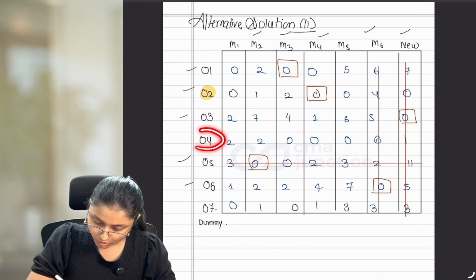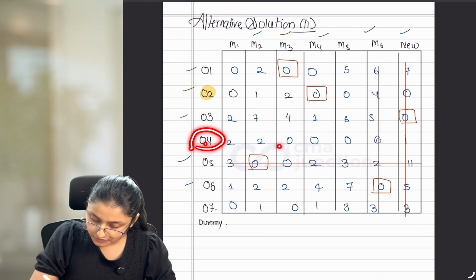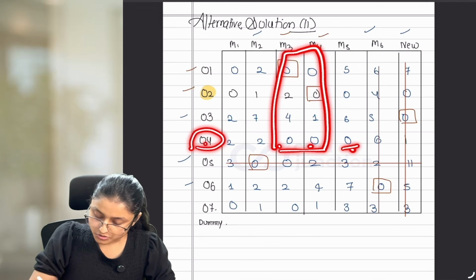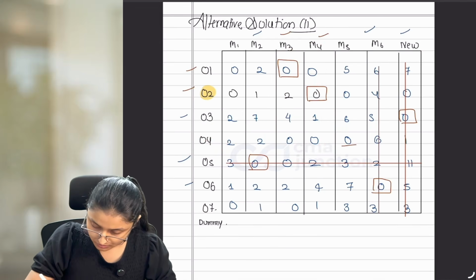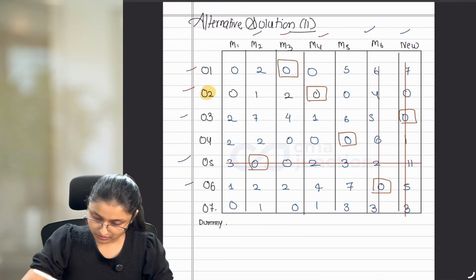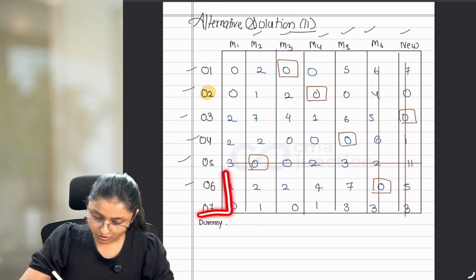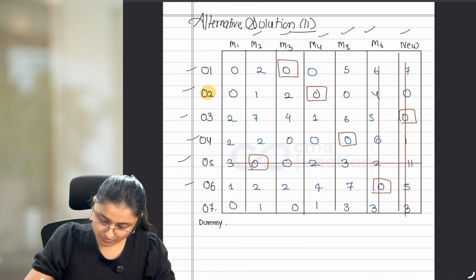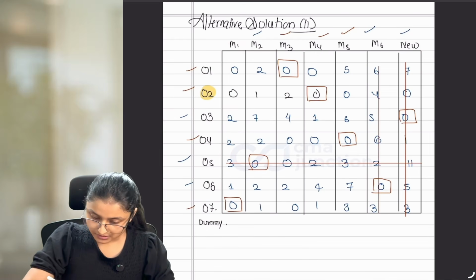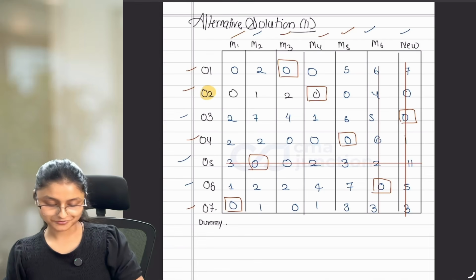Now, the 4th one. For the 4th one, we have 3 options. But out of these 3 options, 2 is already booked. So we are left with only this option. And if I mark this and this is done. Now for 7th, the only option left is M1. So mark it. Now this becomes your second alternative of the same question.